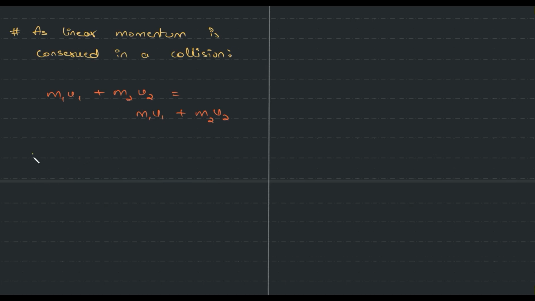Now a bit of rearrangement and we end up with m1 (u1 minus v1), if I send this across, equals m2 (v2 minus u2). So this we'll be using a bit later. So I can call this 1 or something.